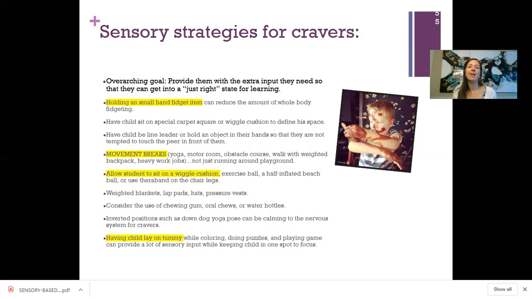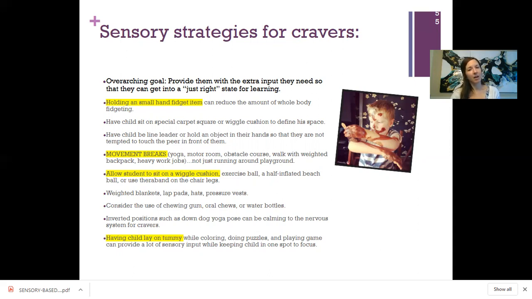The things that are regulating are movement activities that are organized, that require both halves of the body, things that have a rhythm to them. For example, an obstacle course where a child crawls, hops, walks sideways, and then is all done, and they do it 3 or 4 times, is going to be more regulating than just running in a circle outside. And of course, heavy work movement breaks are very, very regulating. Yoga is great. Weighted backpacks, any heavy work jobs, good movement breaks.